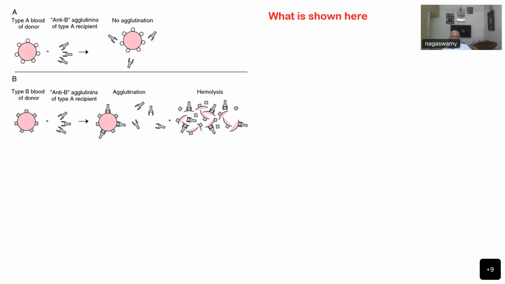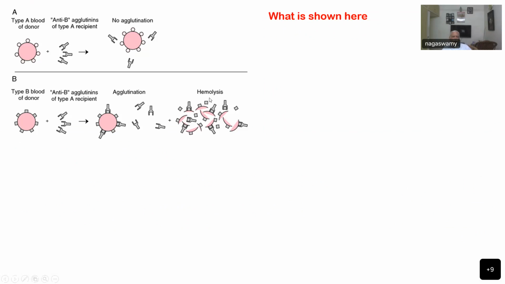What is shown here? There are two pictures, A and B. A shows a type A blood donor, anti-A agglutinins, with type A cells, no agglutination. Whereas in B, it's a type B blood with anti-B agglutinins and type A cells. So agglutination is happening and hemolysis is happening.